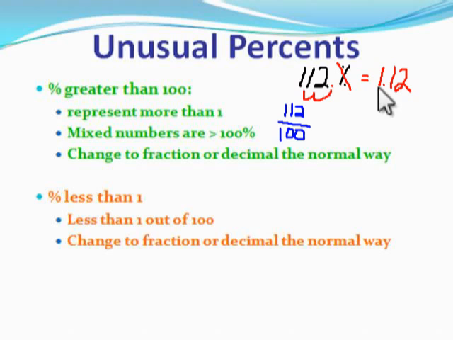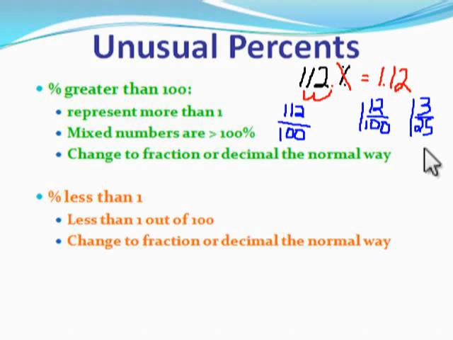So this would be read 1 and 12 hundredths. So that would look like 1 and 12/100. There we go. Now we could divide these by 4. Then we would have 1 and 3/25ths. And that's what it would be as a simplified fraction.